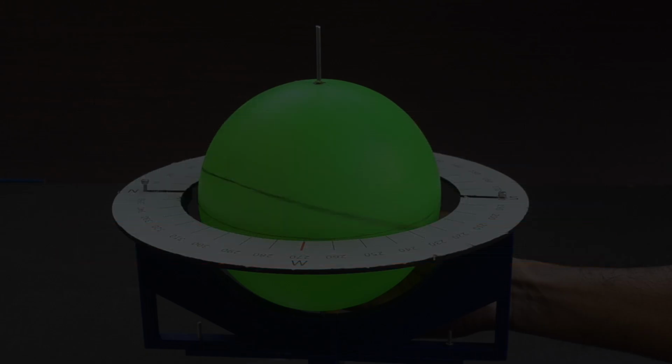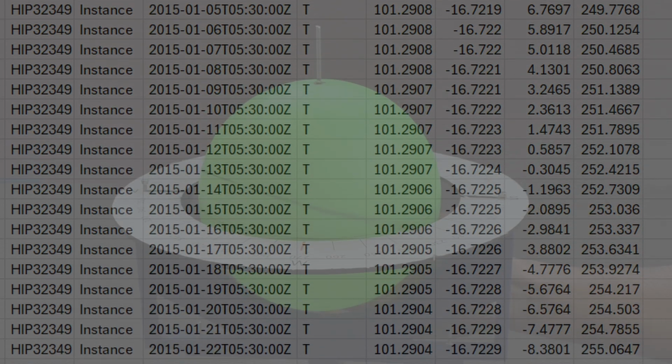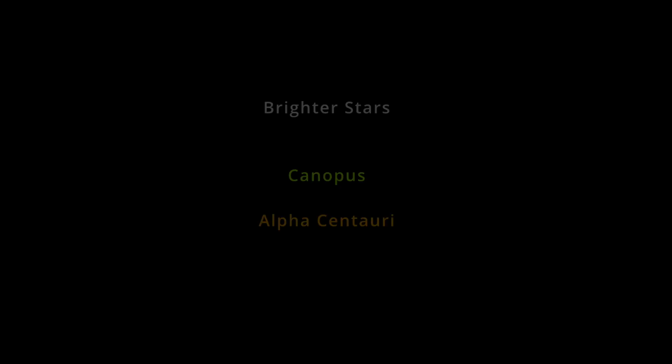Can you predict or find out where the star will be on any given time on the first of every month? Give it a try.